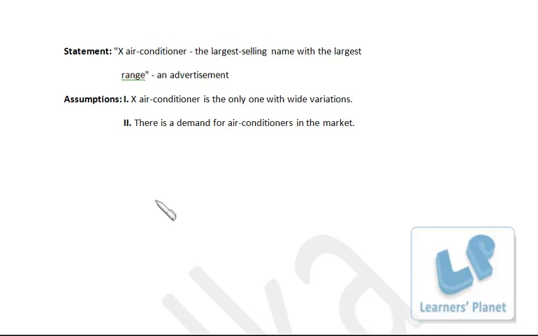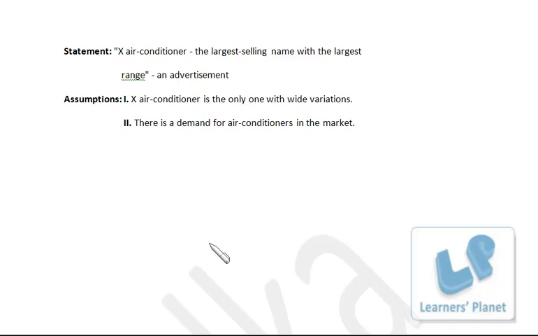Now the first assumption over here, X air conditioner is the only one with a wide variation. See, here the statement is about this particular brand. It is not about any other brand, right? So whether there exists this wide variety with any other brand or not, that is not implied from this statement, right? So this assumption cannot be implied. X air conditioner is the only one with wide variation is not at all implied from this statement, right?